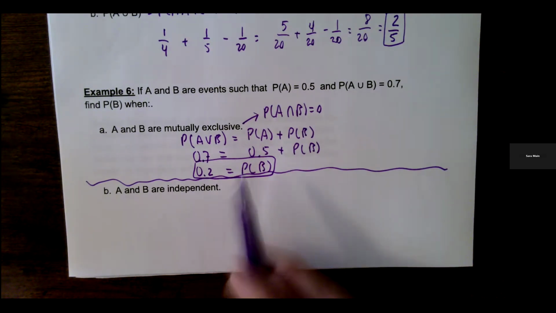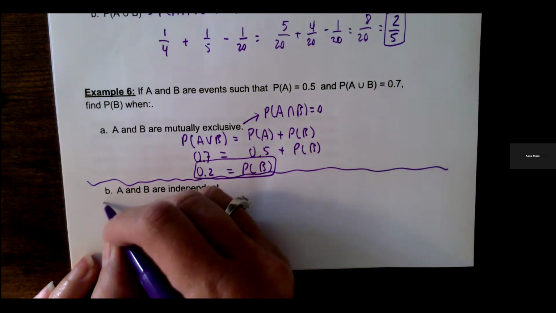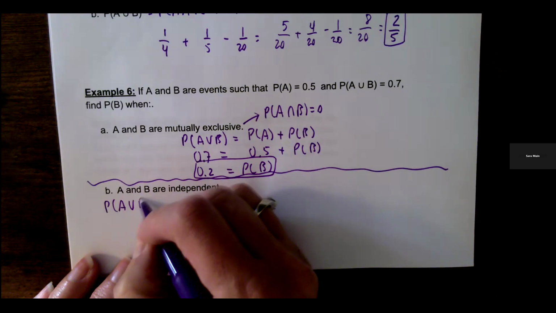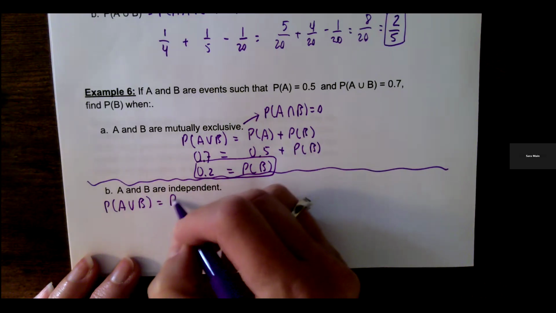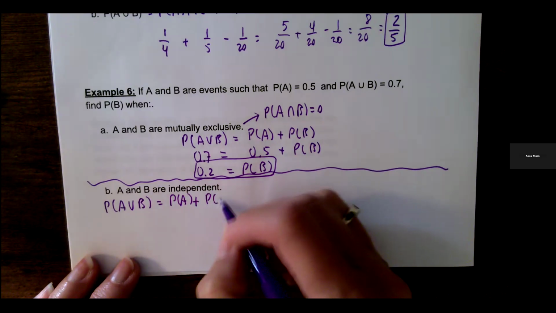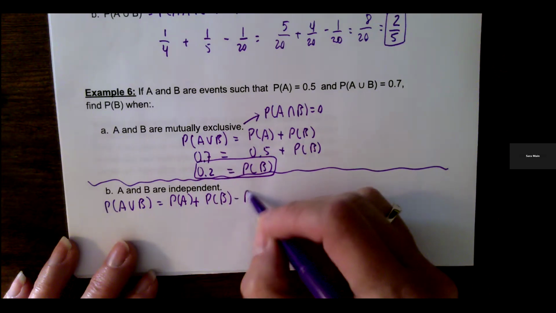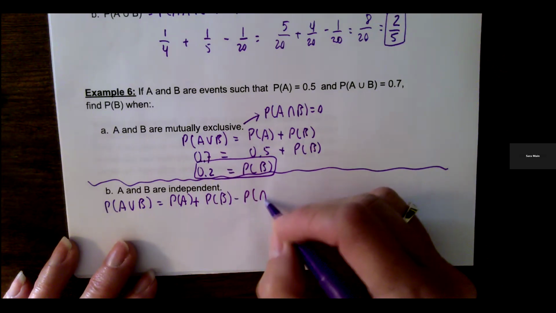We're going to go to that union again. So let's draw the union because that's what we've been given. So we kind of have to work with that. The probability of A union B equals the probability of A plus the probability of B. We don't know if they're mutually exclusive, so we have to subtract any intersection.